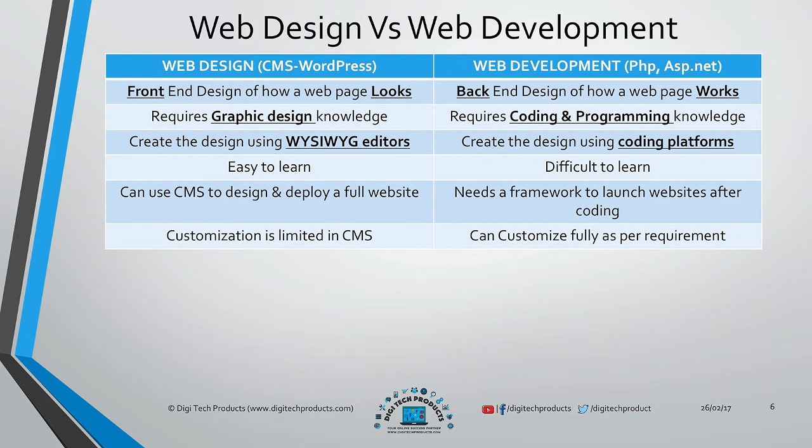Then in web design, we can create the design using WYSIWYG editors. So what is WYSIWYG? It is the acronym of what you see is what you get. That is, you will design the web page just like creating a Word document, where in a Word document you know what is going to be there. But when you are doing web development, it is creating the entire web design using code in the background. Okay, so web designers create using WYSIWYG editors like WordPress, or there are also WYSIWYG editors without WordPress.